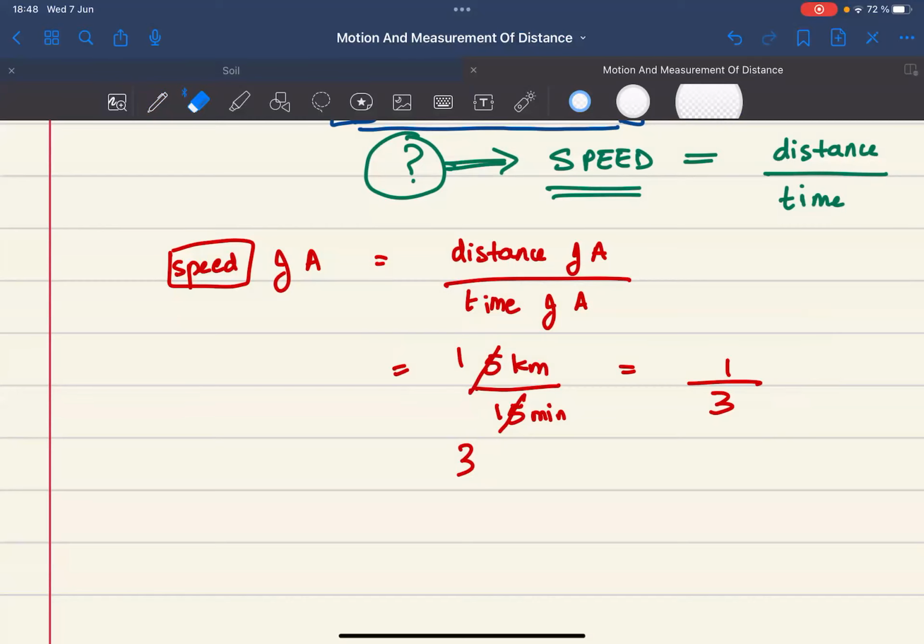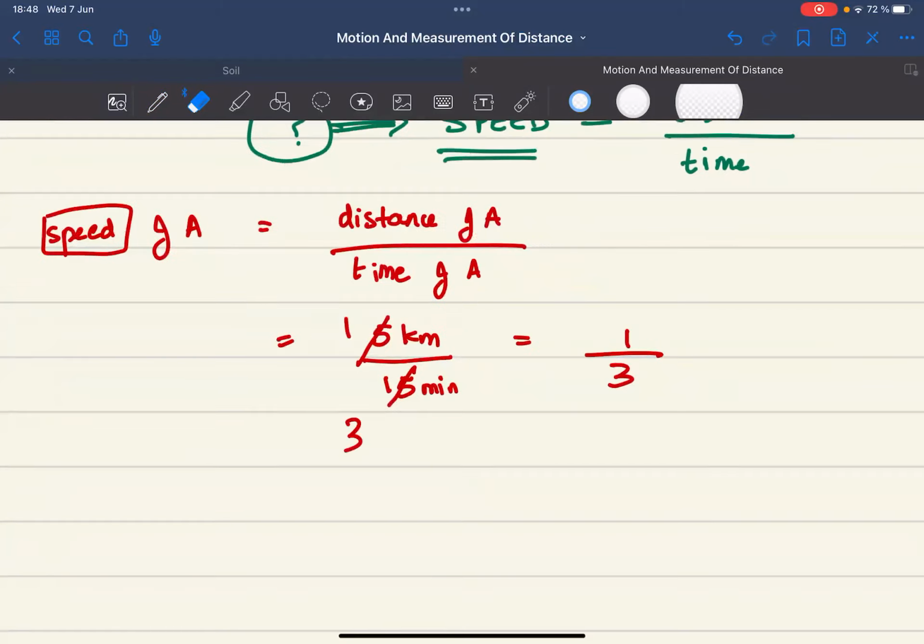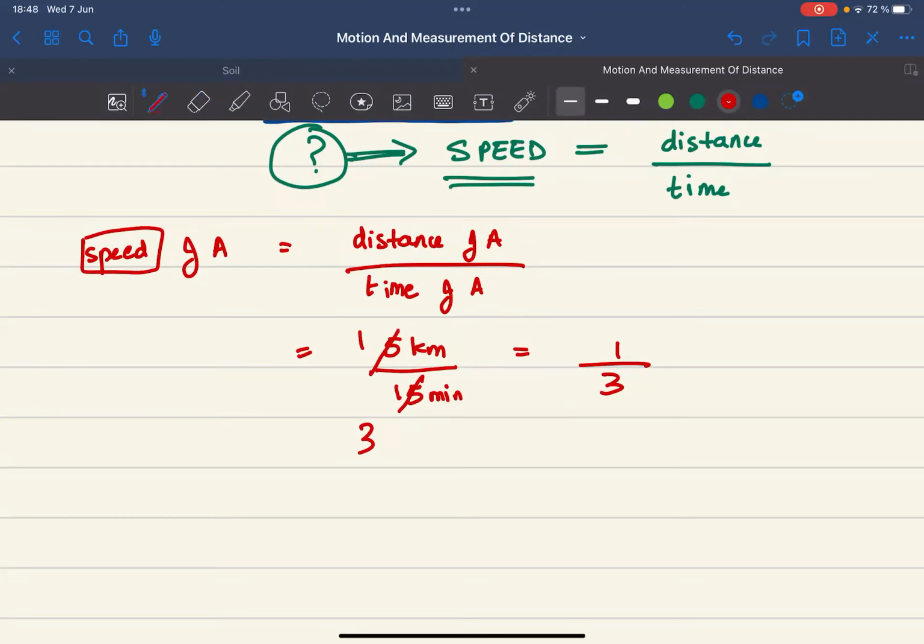No, no, no, it doesn't work like that. Okay. 1 by 3 means you have to sit and divide. 1 by 3, you have to put. Again, it will be 1, 0. So almost 0.3333, it will go on. So we'll stop with 0.3. So 0.3 kilometer per minute.